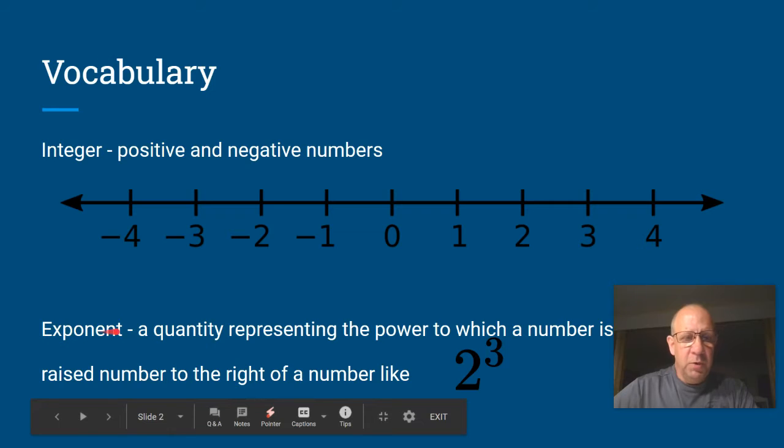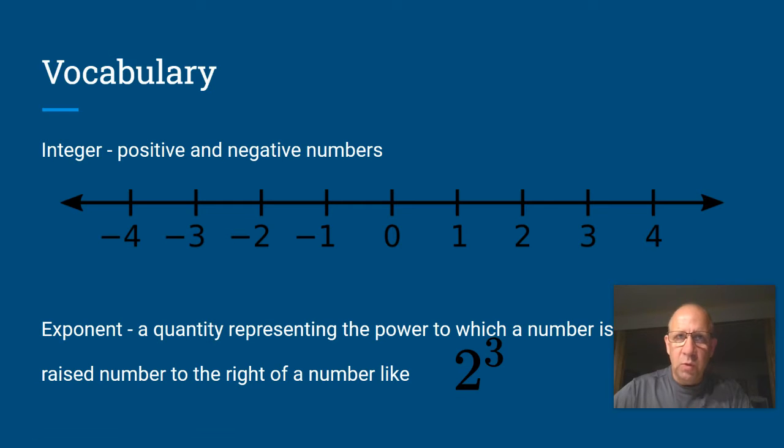And then we have exponents, a quantity representing the power to which a number is raised, number to the right of the number, like 2 to the power of 3. This is different than 2 times 3. This is 2 times 2 times 2. So 2 multiplied times 2, 3 times. 1, 2, 3. That's where the 3 comes in. It says you're doing it 3 times, but the numbers you are multiplying are the base 2.